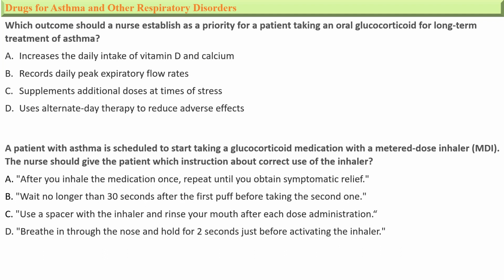Corticosteroid inhalers are used for long-term prophylaxis of asthma, not for symptomatic relief. When 2 puffs are needed, an interval of at least 1 minute should separate the first puff from the second. Inhaling through the mouth just before activating the MDI is the proper technique.